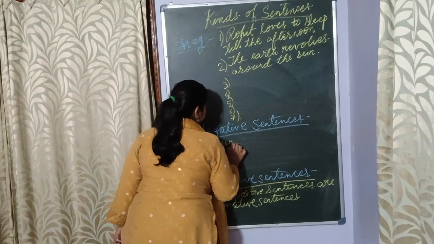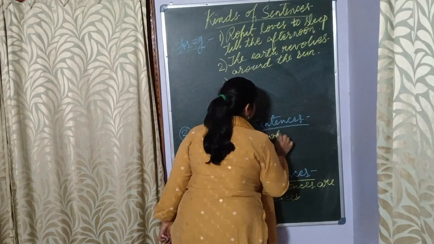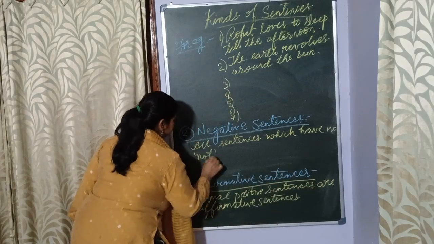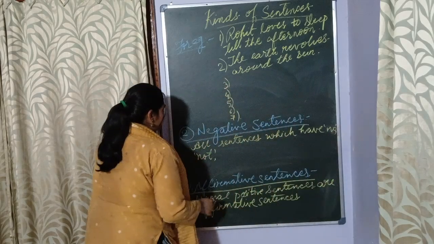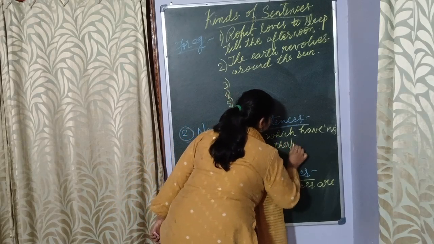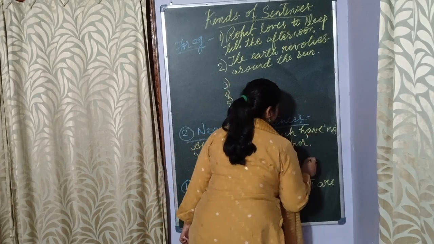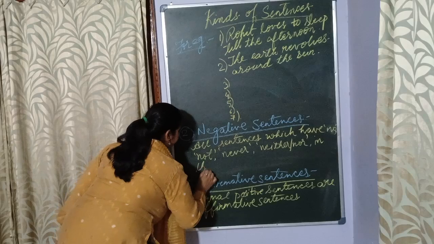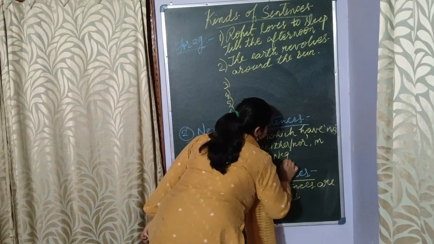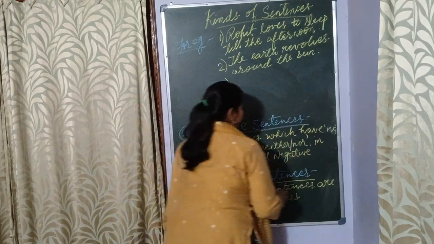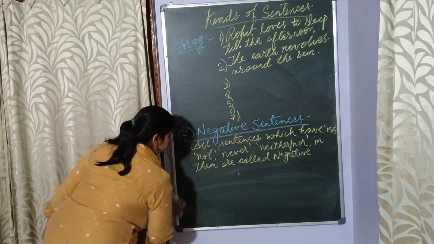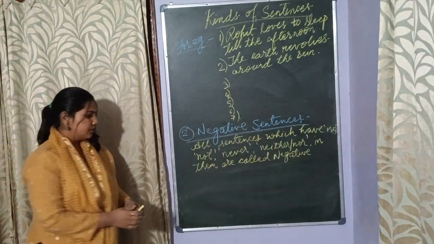All sentences which have no, not, never, neither nor in them are called negative sentences.